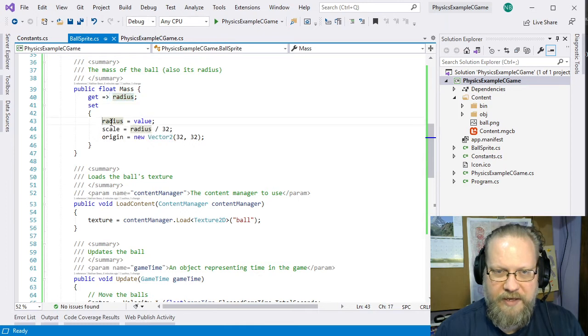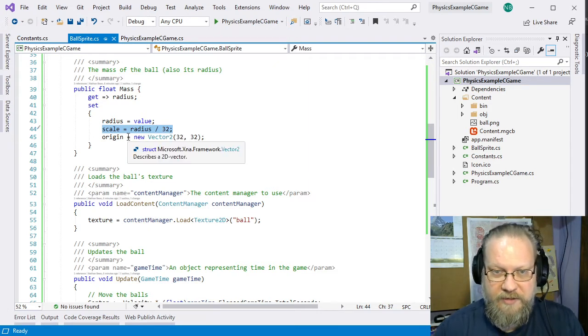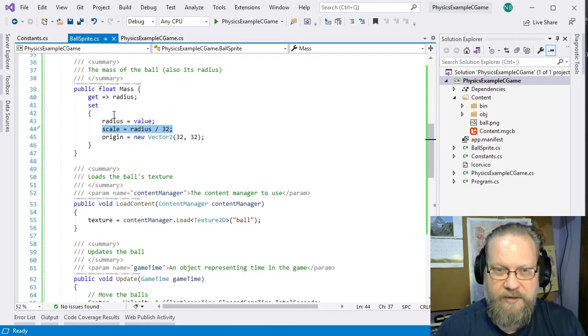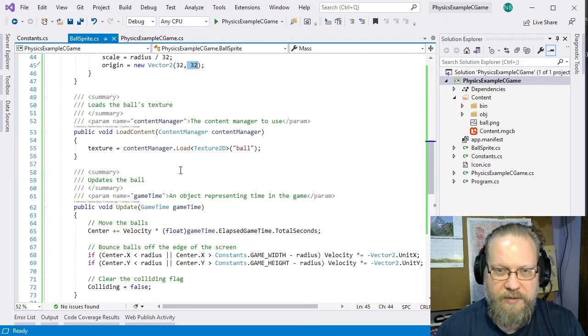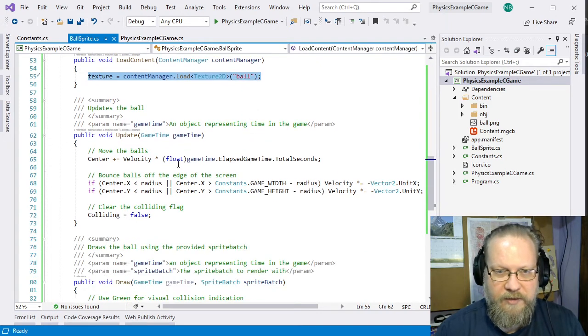And then when we set that radius, we're also setting the scale. Since our sprite is 64 pixels wide and 64 pixels tall, our radius is just half. Our scale is going to be the radius of the ball divided by the actual radius of the sprite. So that tells us how much we have to scale up the sprite to match the radius that has been specified. And then our origin is just going to be the center of that sprite, which again is 64 by 64, so half the way through would be 32 by 32. And then loading the textures, nothing new there.